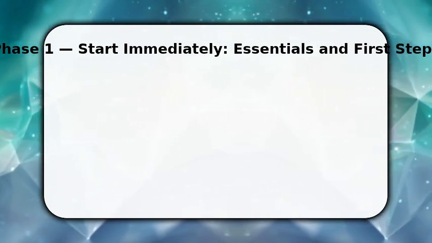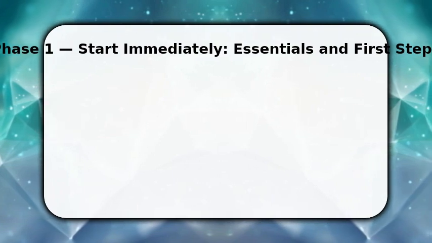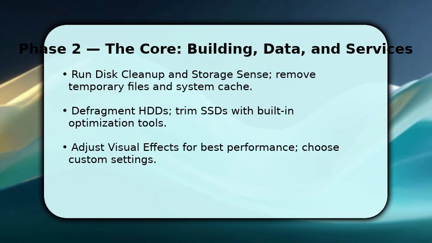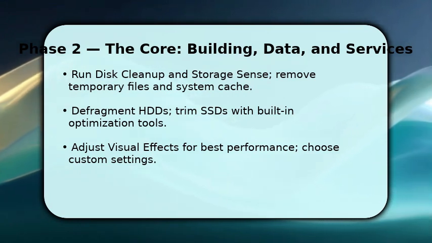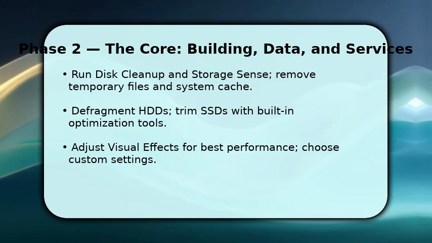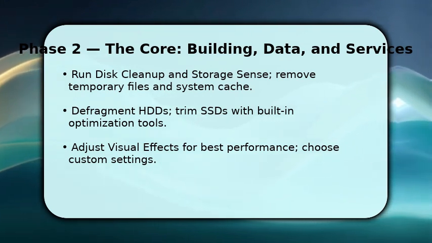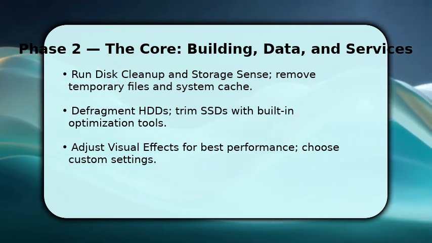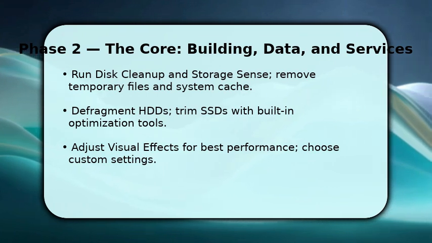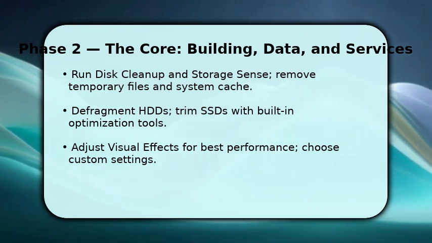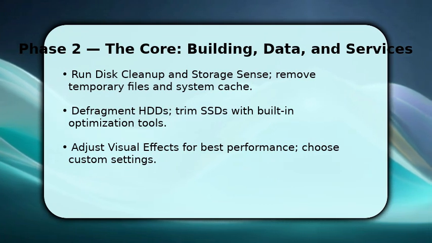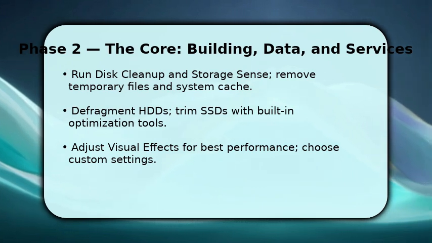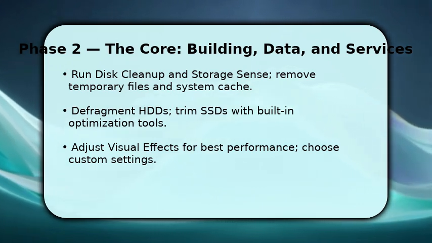Next, perform a deep cleanup. Run disk cleanup or storage sense to remove temp files, update cache, and old installers. This reduces background work. If you have an HDD, defragment it. If you have an SSD, run the trim/optimize routine. Both are in the same tool. Once done, open Performance Options and set Visual Effects to prioritize performance or customize to keep a balance. You'll notice smoother UI and lower disk activity when these maintenance and visual settings are aligned.